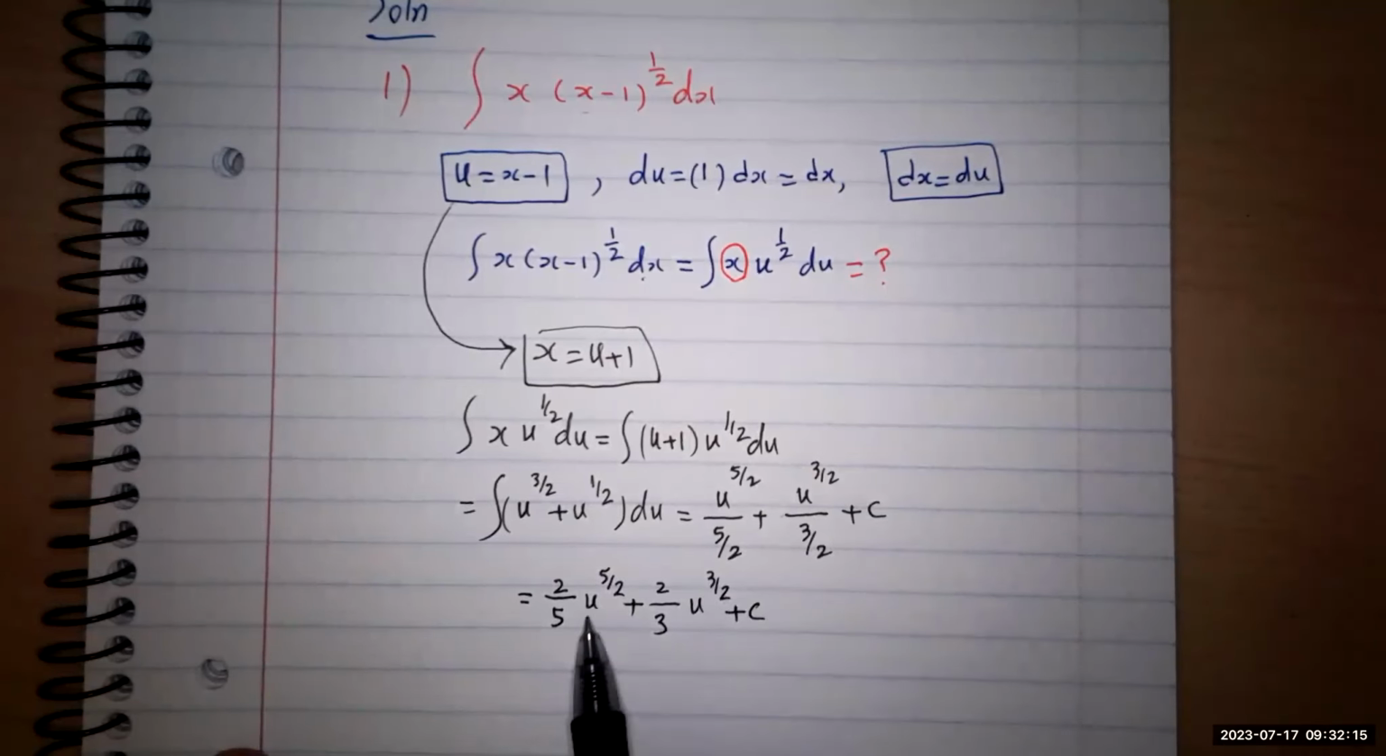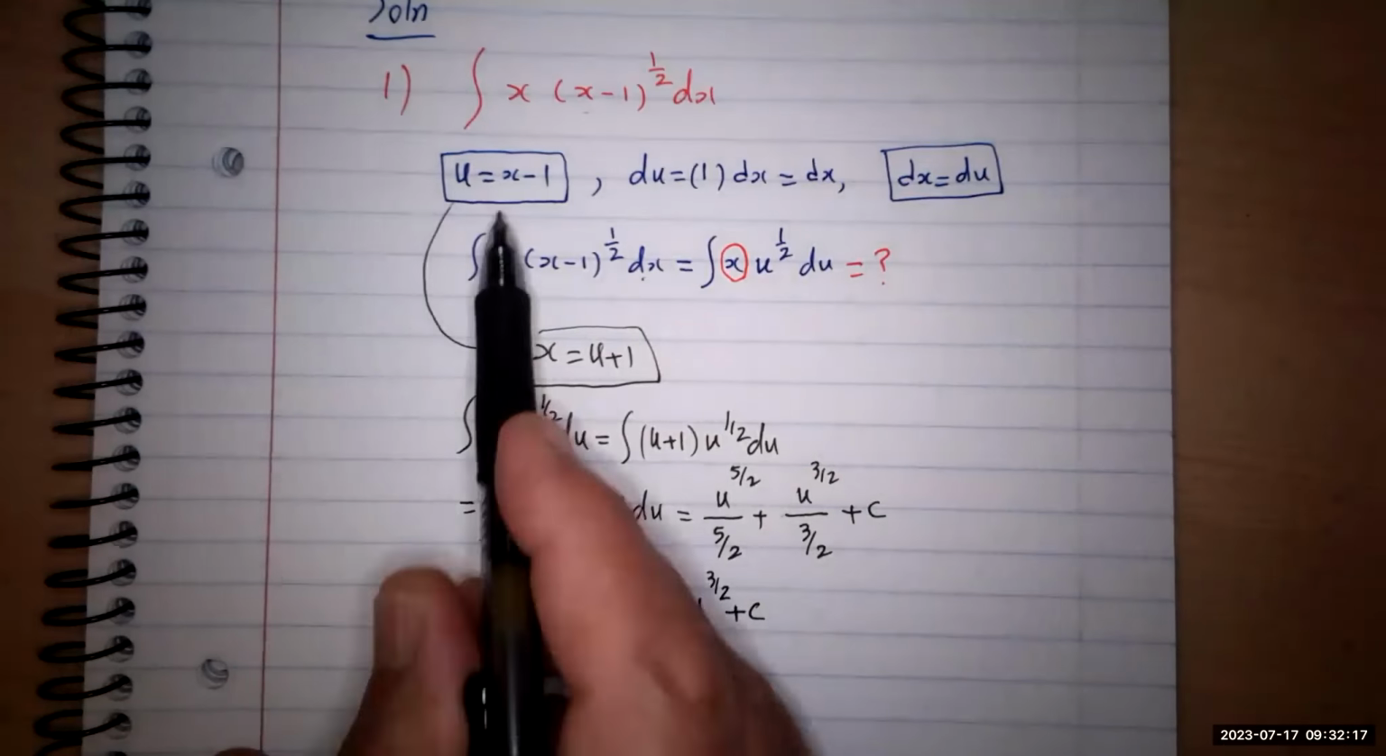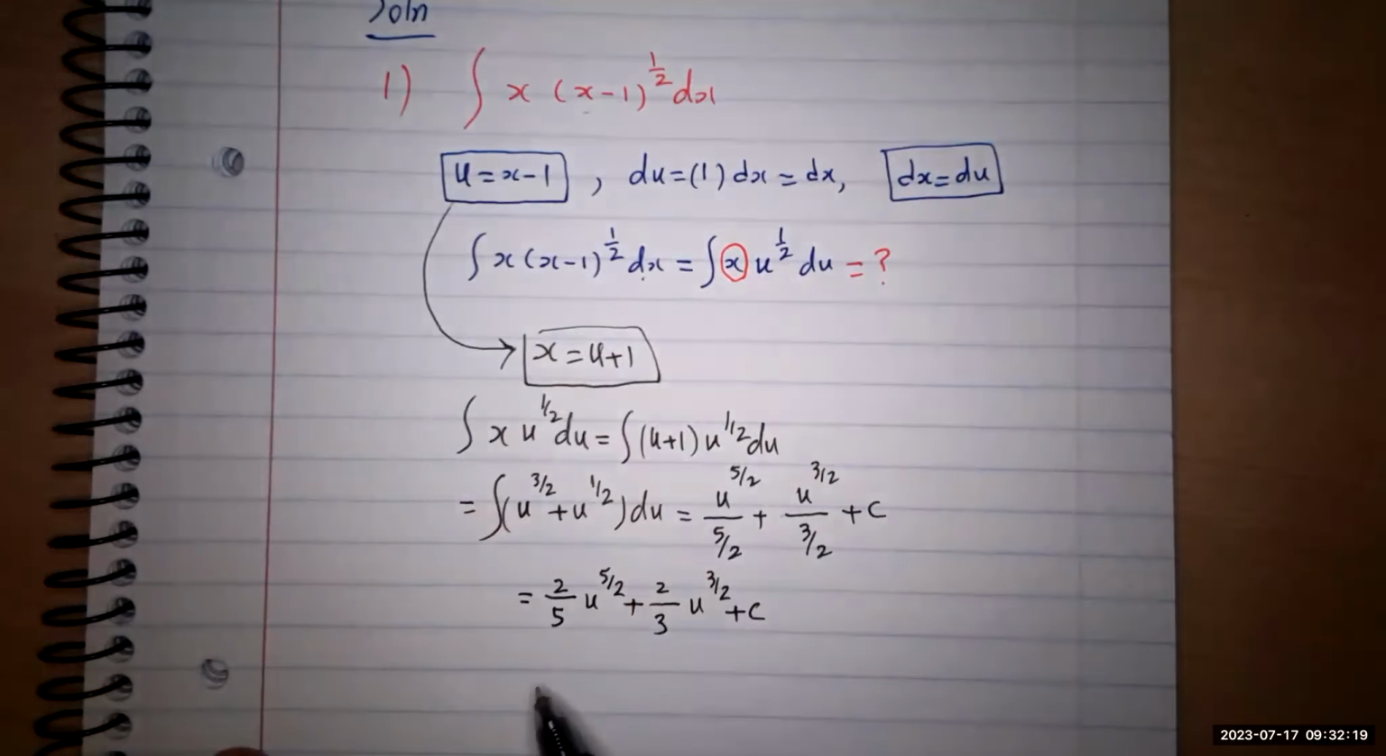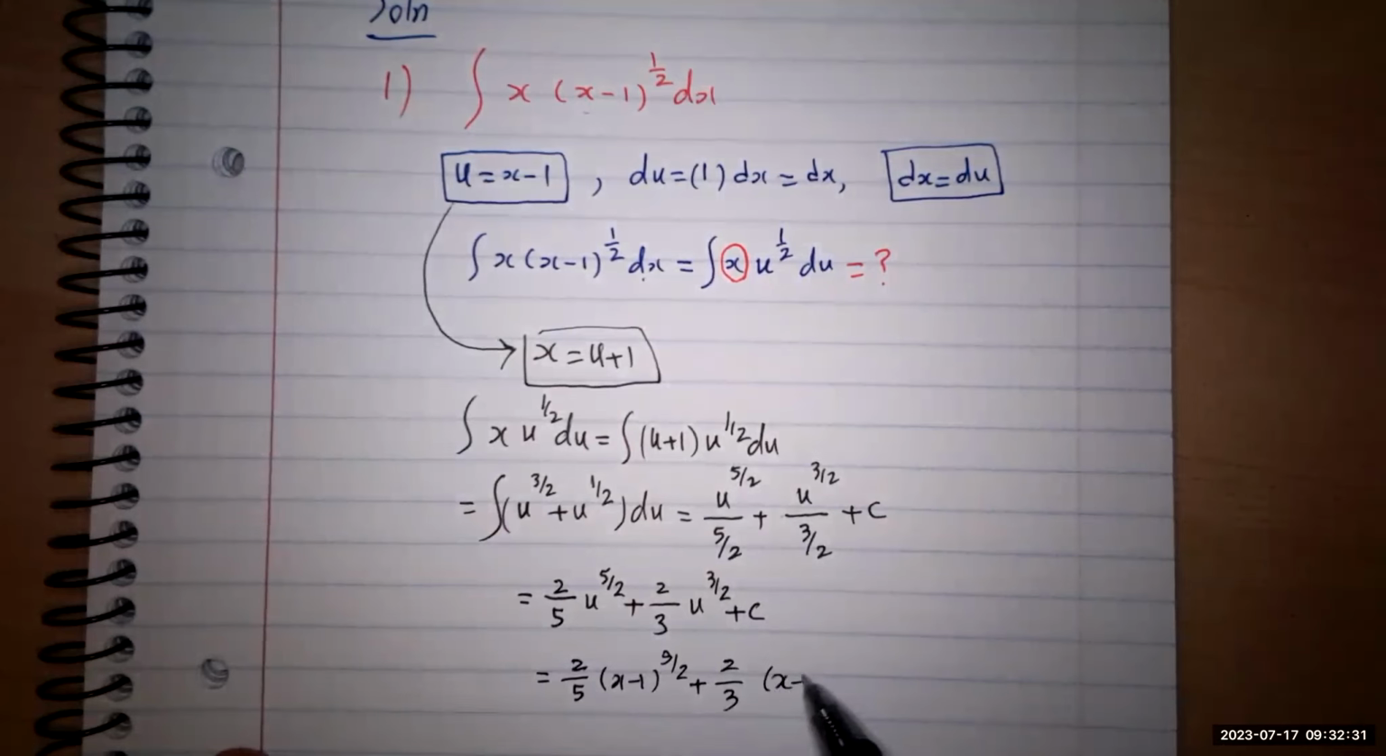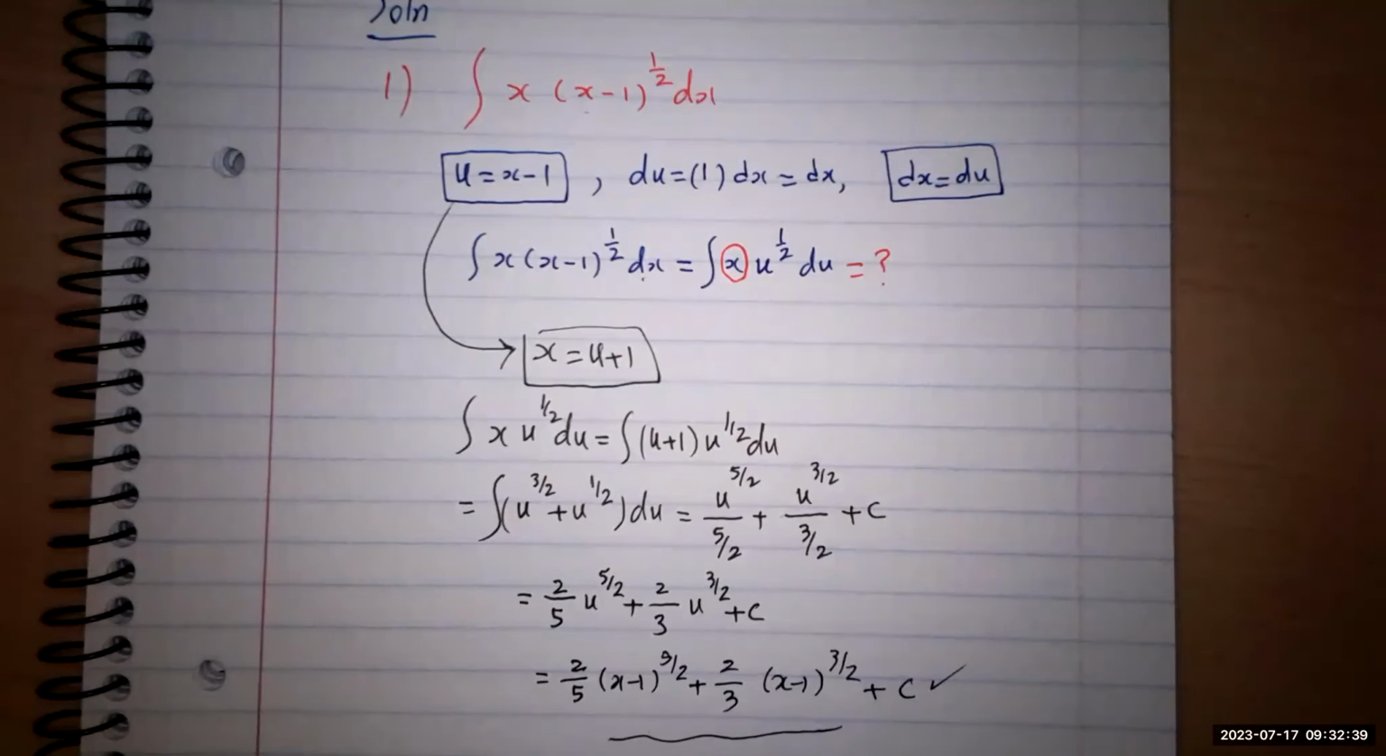Now we substitute for u, of course. U is what? U is x minus 1. So the final answer is going to be 2/5 x minus 1 to the 5/2 plus 2/3 x minus 1 to the 3/2 plus the constant c, the final answer. So it's a very, very important problem, and you've got to know it.